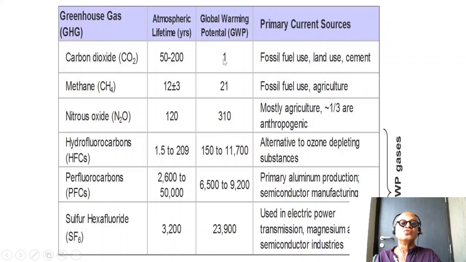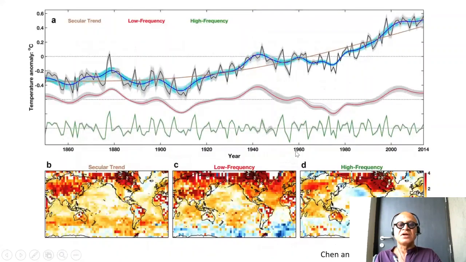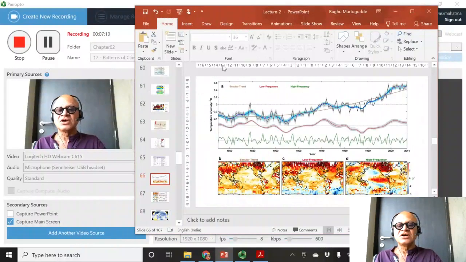We consider CO2 as a reference. Nitrous oxide is terrible. HFCs are much worse depending on which one it is. So if you have greenhouse warming potential of 11,700 lasting for 209 years, that's not good at all, right? Perfluorocarbons, sulfur hexafluoride is 23,900 times, and these are the various sources that are being shown. Okay, so maybe I'll do the patterns in the next podcast.